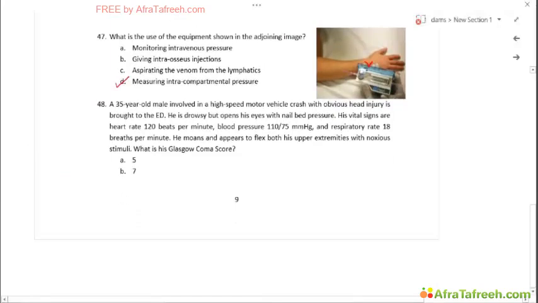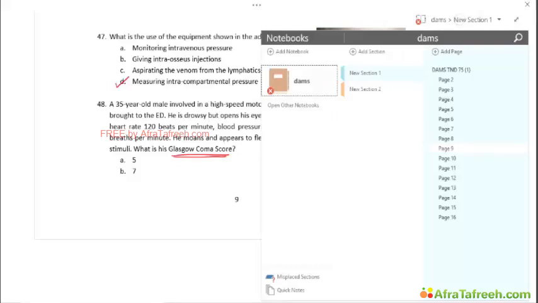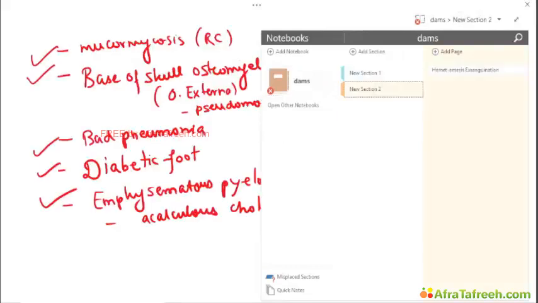We come to the next question, which states the calculation for Glasgow Coma score. Okay, so you can read and go through this case scenario. I'll tell you what and how to calculate a Glasgow Coma score.